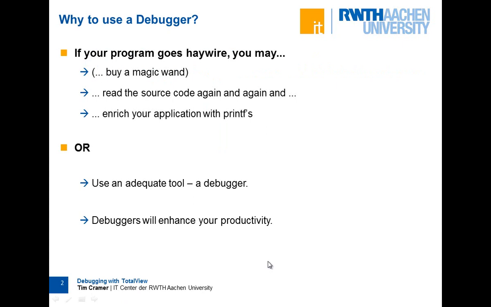So why use a debugger at all? Many of you, if you write code, always have some bugs in it. Of course you can read the source code again and again, but in many cases you just don't see what the problem is, what the mistake is. Also, enriching your application with a lot of printfs, especially in the parallel case, might not be the best idea to find the mistake or the bug in the program. This is why we think debuggers can enhance your productivity, and we recommend to use a debugger if you can't find the bug another way.